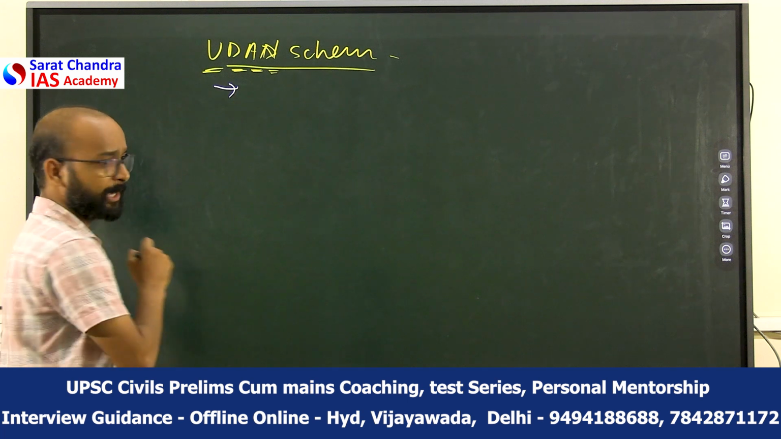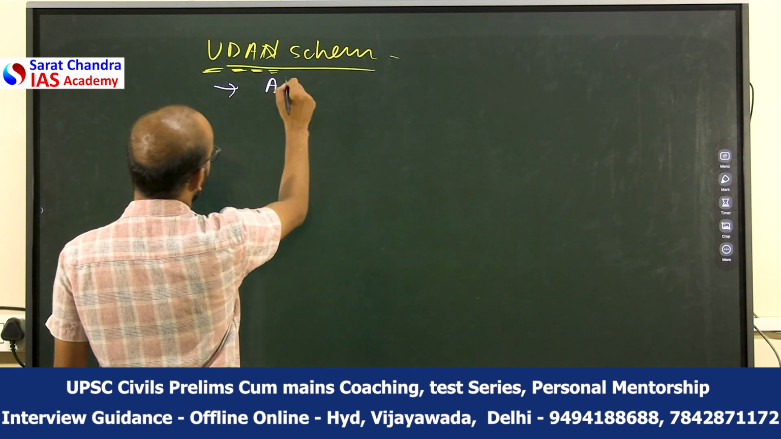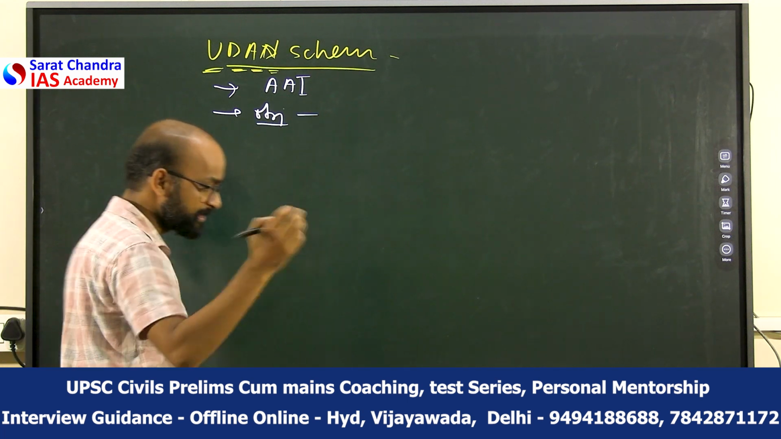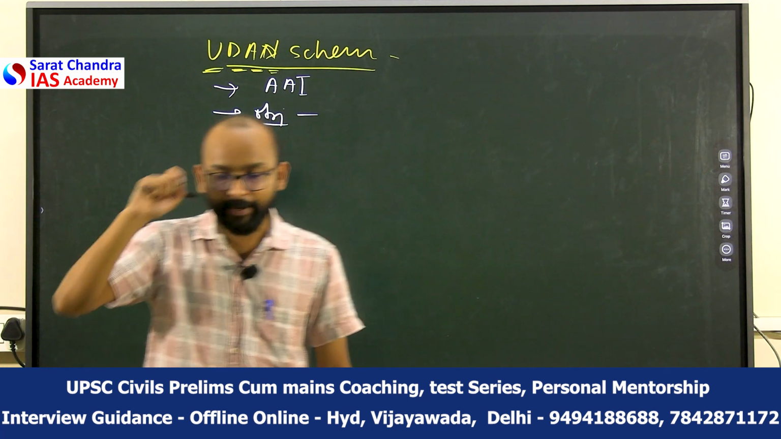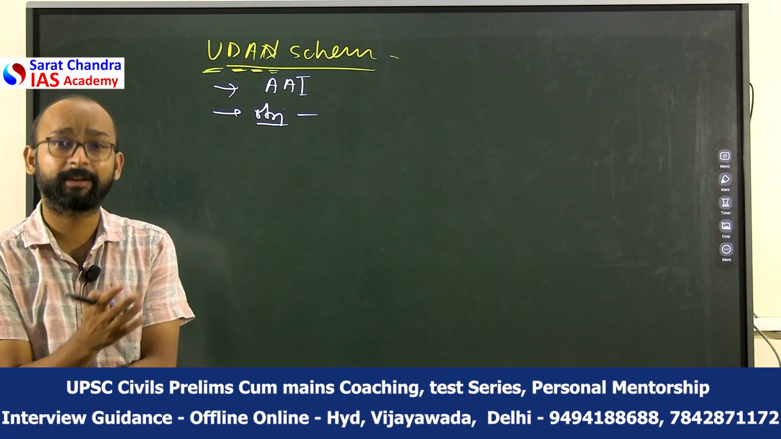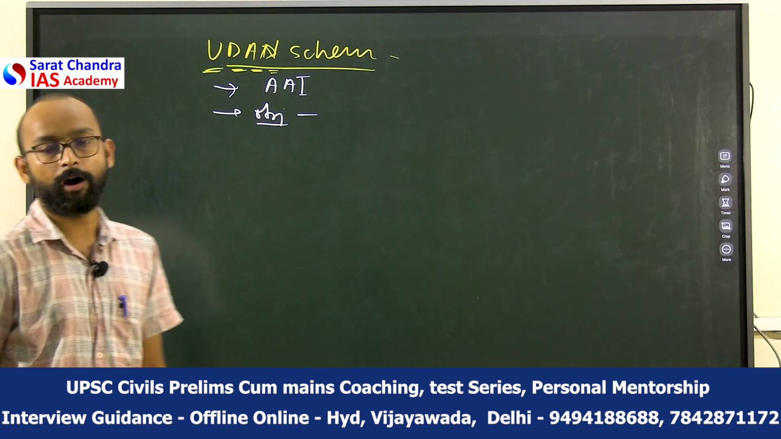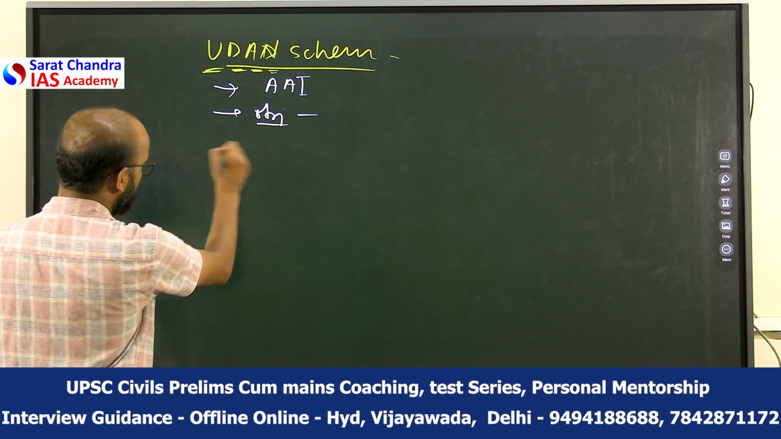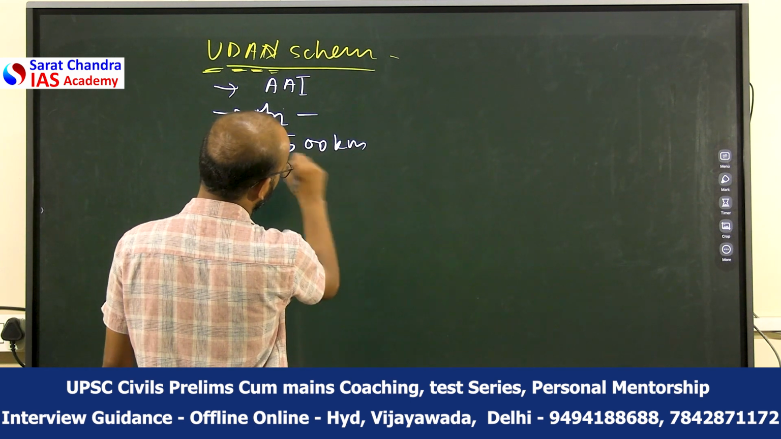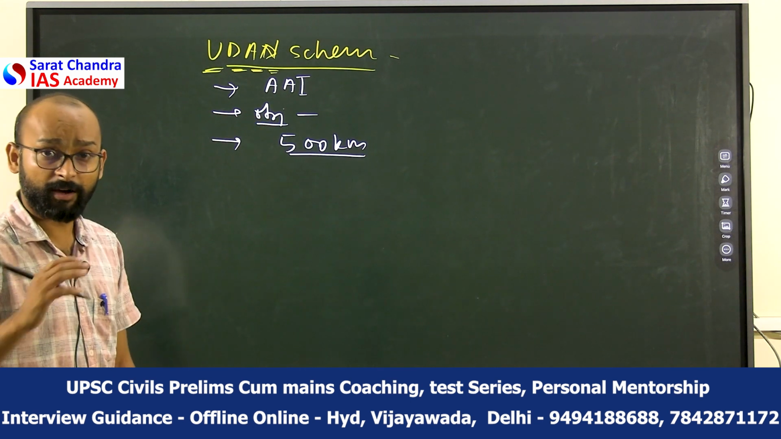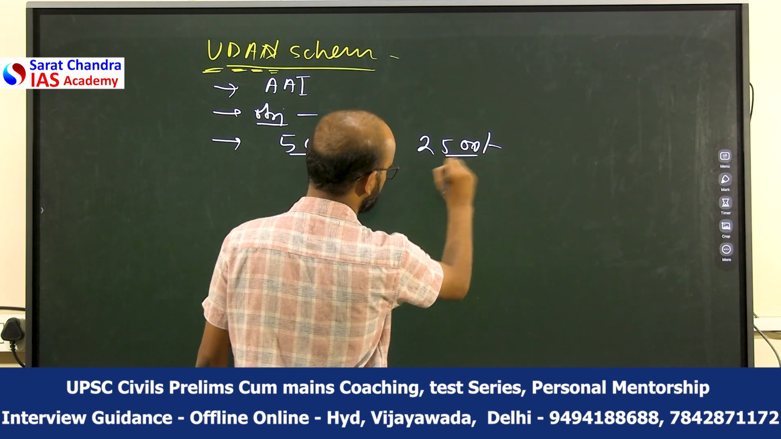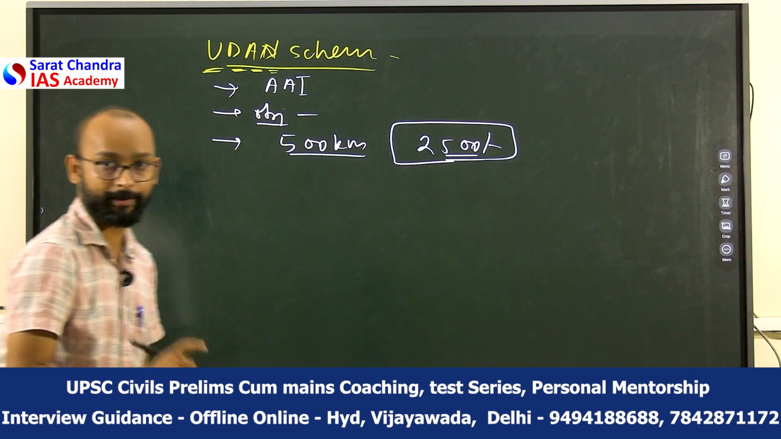This is a scheme of the government being implemented by the Airport Authority of India. The objective of it is to ensure regional air connectivity and make air travel more affordable, economical and accessible even to the common people. So for that, what provision have they made? For a 500 kilometer range of travel, they have fixed a subsidized fare of 2500 provided by the government.